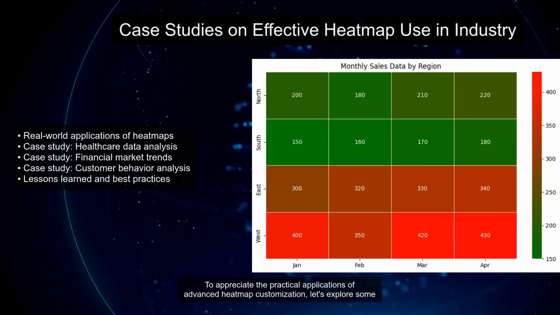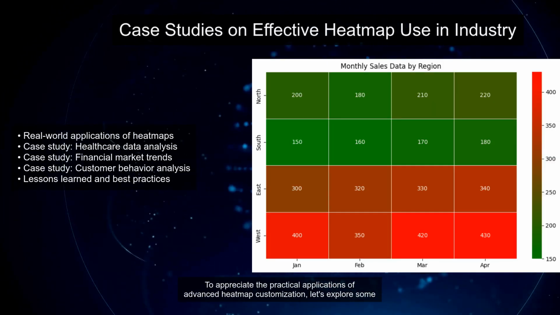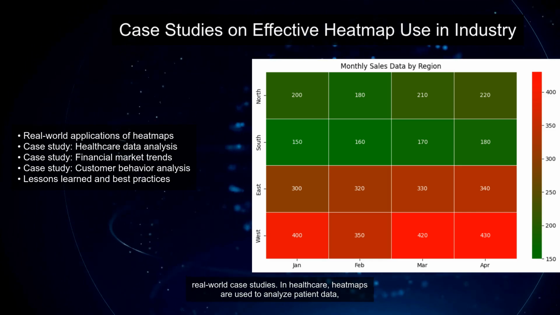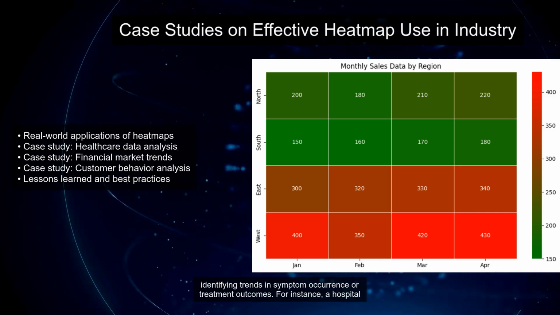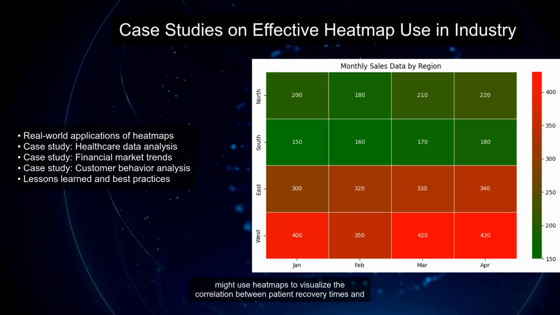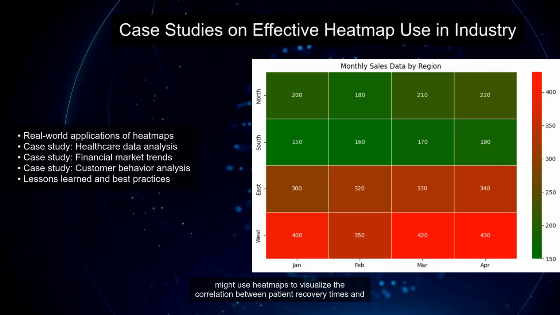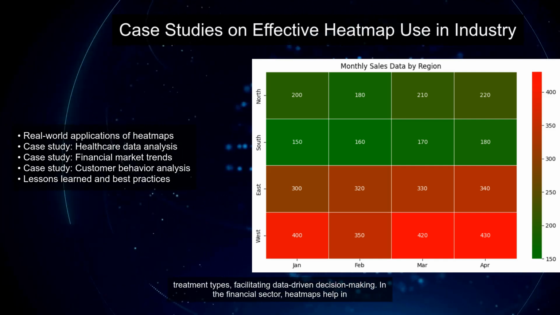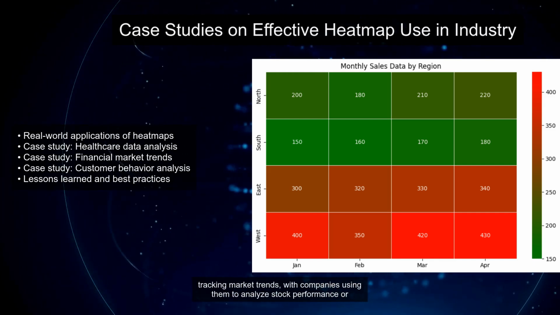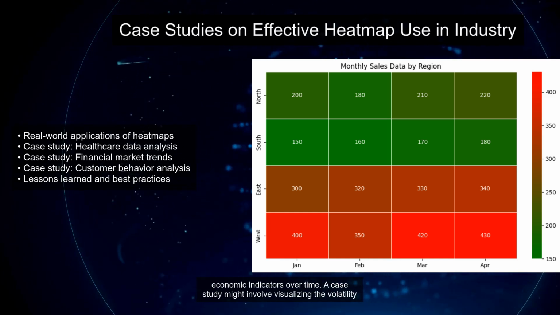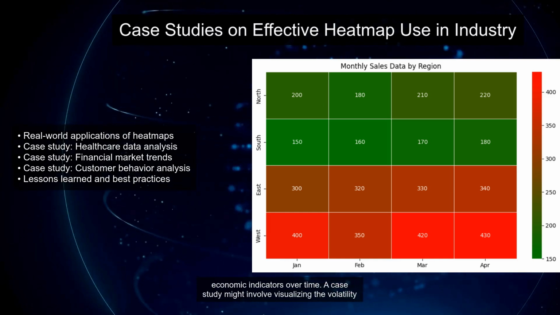To appreciate the practical applications of advanced heat map customization, let's explore some real-world case studies. In healthcare, heat maps are used to analyze patient data, identifying trends in symptom occurrence or treatment outcomes. For instance, a hospital might use heat maps to visualize the correlation between patient recovery times and treatment types, facilitating data-driven decision-making. In the financial sector, heat maps help in tracking market trends, with companies using them to analyze stock performance or economic indicators over time.